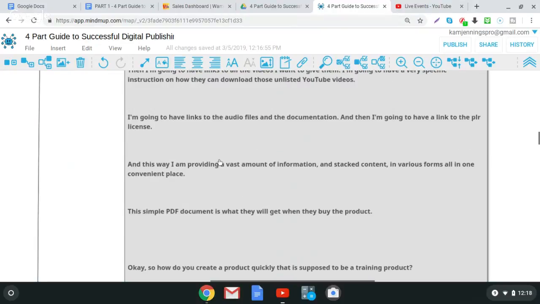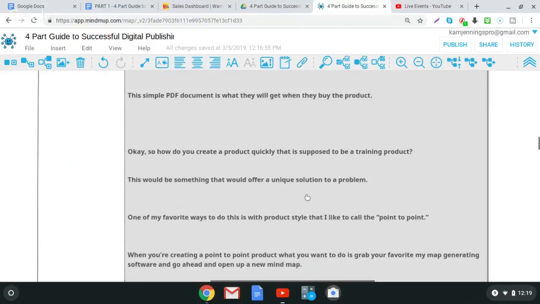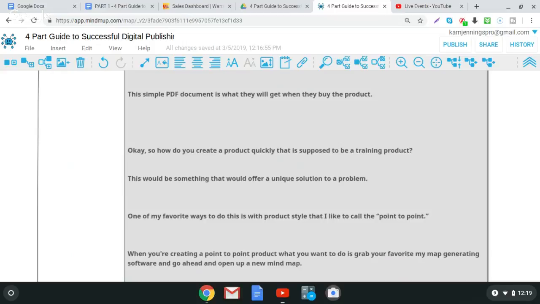In this way, I am providing a vast amount of information and stacking content in various forms all in one convenient place. This simple PDF document is what they will get when they buy the product. Okay, so how do you create a product quickly that is supposed to be a training product?